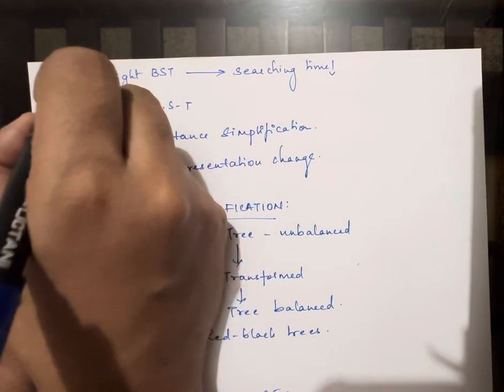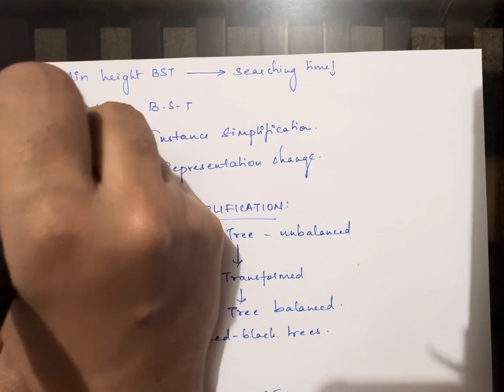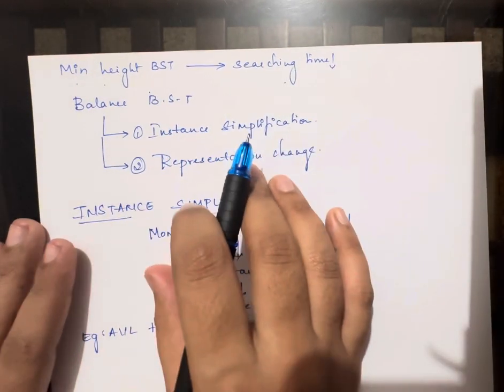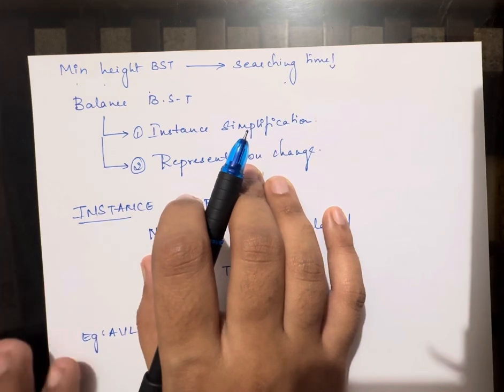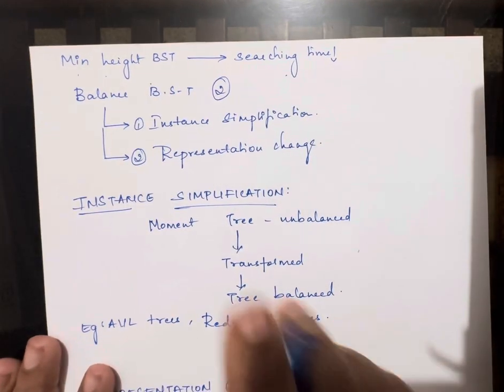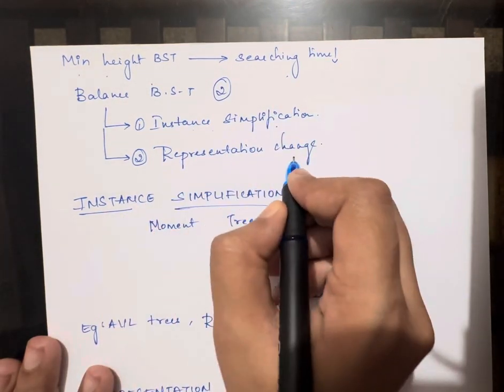So our main concern is to balance a particular tree, because we know that a minimum height binary search tree has a lower searching time. Now, how to balance a binary search tree? There are 2 methods to balance a binary search tree. First is instance simplification, and the second one is representation change.